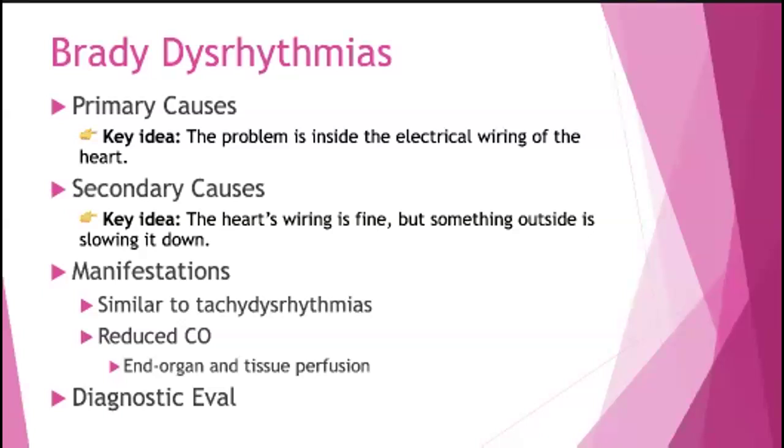Bradydysrhythmias is that abnormally slow heart rate. So it's going to be a rate less than 60 beats per minute in a child and less than 100 in an infant. The rhythm may be regular or irregular. In kids, cardiac output depends mostly on that heart rate, so a low heart rate is a big drop in cardiac output. Bradycardia in children is often a late sign of severe hypoxia, acidosis, or shock.